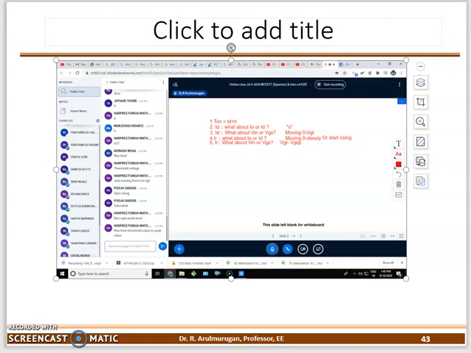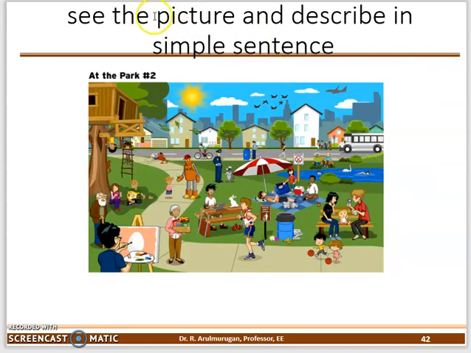Switching characteristics. First I want to explain. You can see this picture. So this is a park. What are they doing in this park? Okay, see the picture in that one and explain.